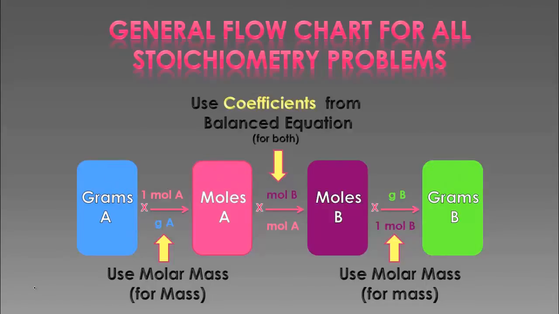Number 3 is mass to moles. So now we're going to start with the mass of A and change it into moles of B. So again, mass unit is grams. So we're going to start here, and we are going to end at moles of B. So we've dropped off the end part, but everything else stays the same.